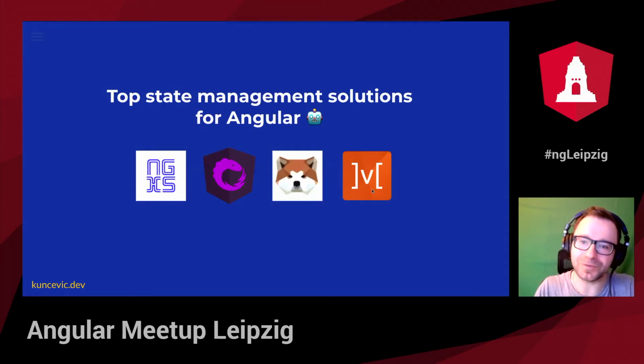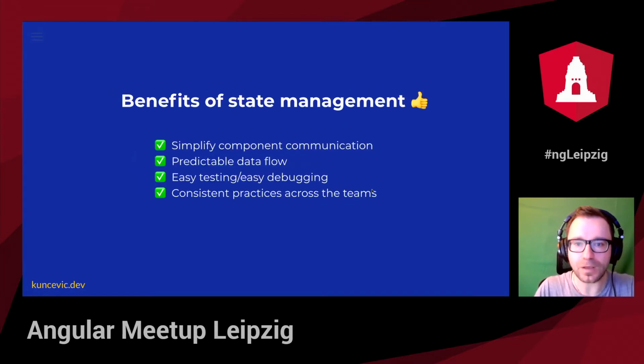Here's a top 4 of state management solutions for Angular: NGXS, NgRx, Akita, and MobX. I think most of you have probably already heard some of those names, and maybe used them in your projects. So what are the benefits of state management? Using state management, we can simplify the component communication and implement predictable data flow in our application, make it easier to test and debug the application, apply the same consistent practices across the teams within your organization, and so on.